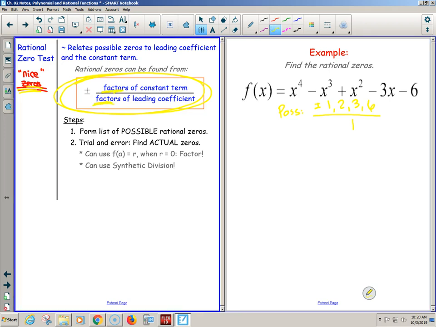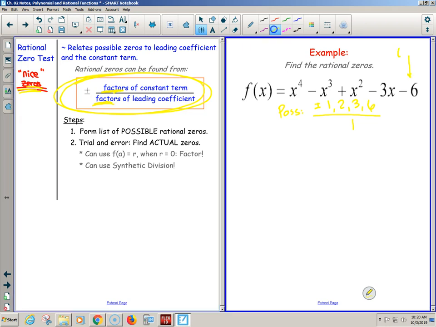Plus or minus factors of who? That's the constant term, right? And then over factors of who? The leading coefficient. What's the leading coefficient? 1. So what are the factors of 6? 1 and 2 and 3 and 6. What are the factors of 1? 1. So who are my possible zeros? I need to test 1, 2, 3, 4, 5, 6, 7, 8 different numbers.